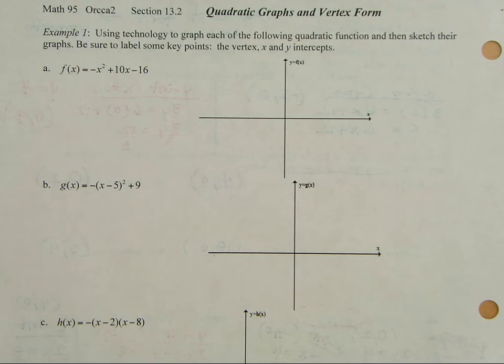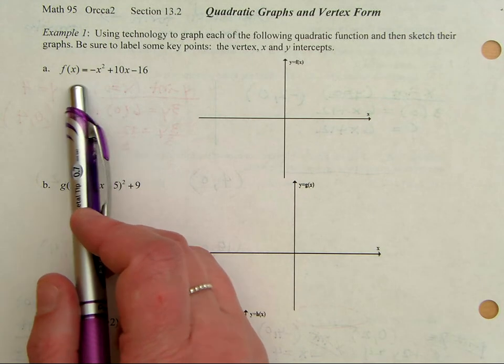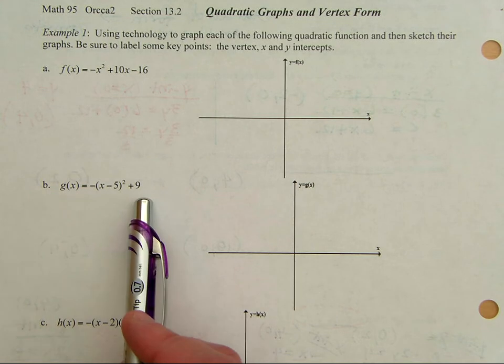Okay, today we're going to look at graphing quadratics and the vertex form. So right here we have three different quadratics. How do I know that the first one is a quadratic? It has an x squared. How do I know that this one is a quadratic?